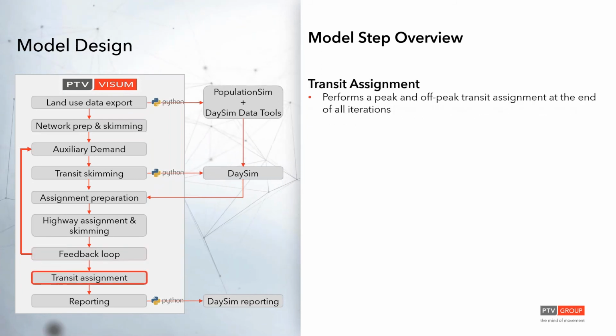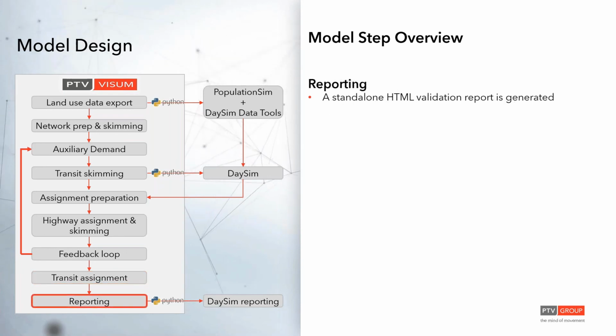And then after this, once all the feedback iterations have been completed, next is transit assignment, which is performed for both peak and off-peak periods at the end of all iterations. And then after that, the next step is reporting.